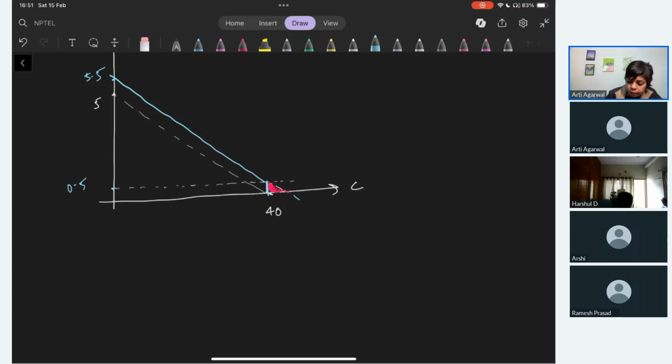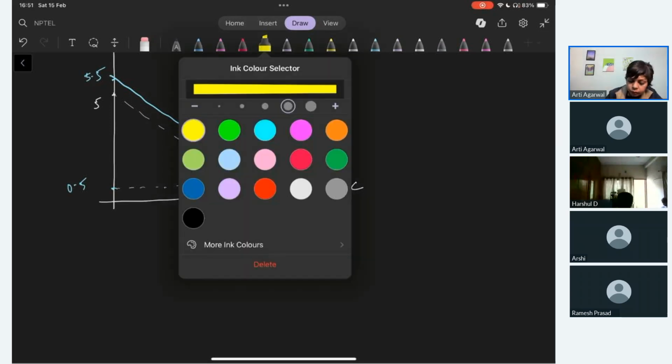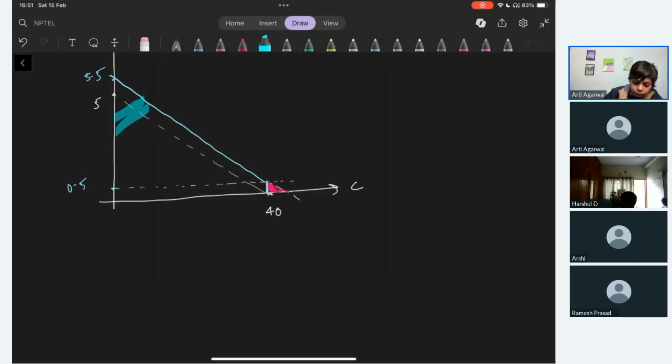And let me shade this for better clarity. This increase is there throughout the budget set because no matter what she was earlier spending on books, now she can spend 200 rupees extra on books. And it's only on books, not on coffee.